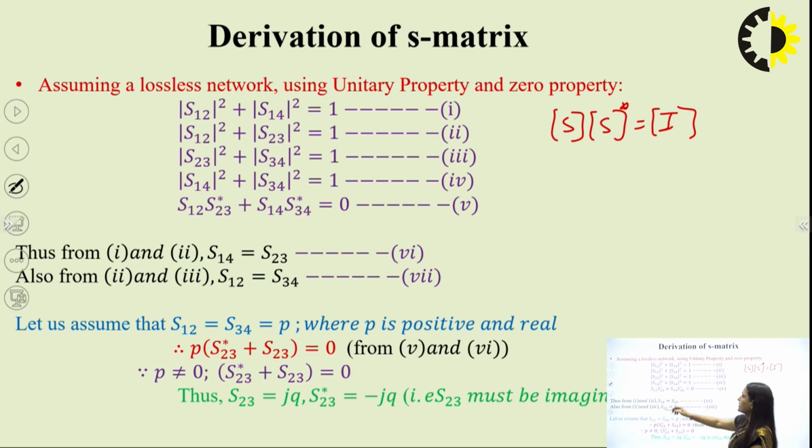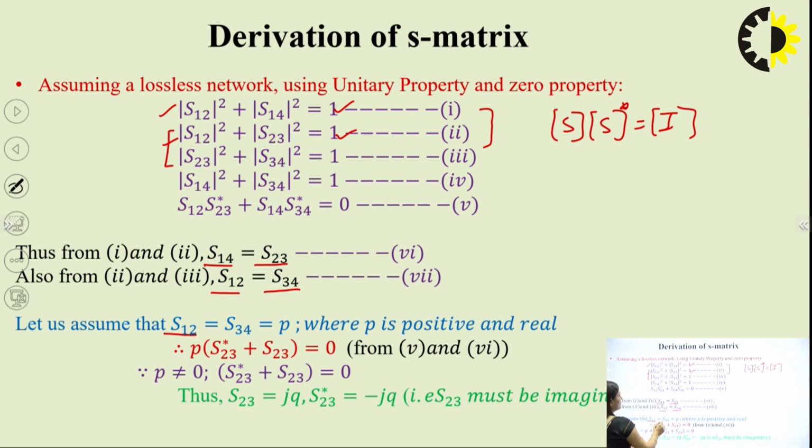So from equation 1 and 2, these both are the same and this side is also the same. So I can write S14 is equal to S23. Now from equation 2 and 3, these two are the same and 1 is the same. So S12 is equal to S34. And let us assume S12 is equal to S34 is equal to P, where P is any positive and real number. So in place of S12, I will write P.